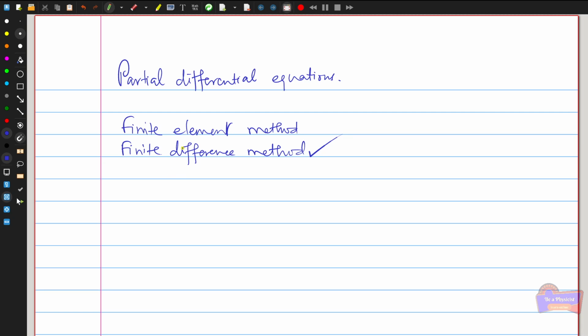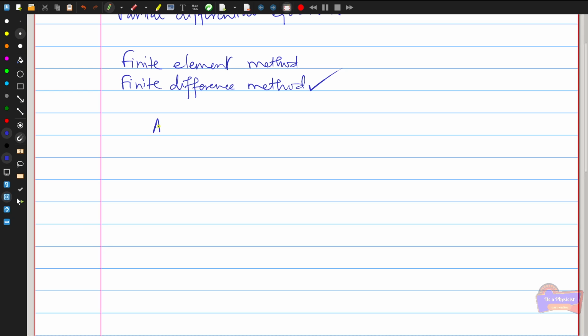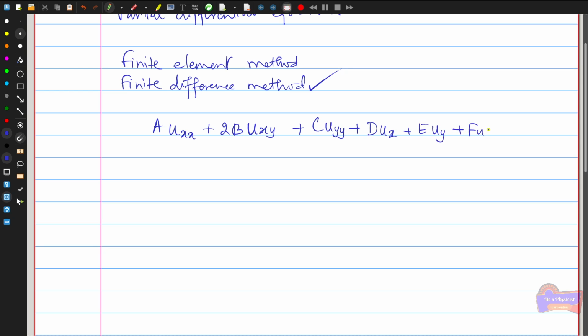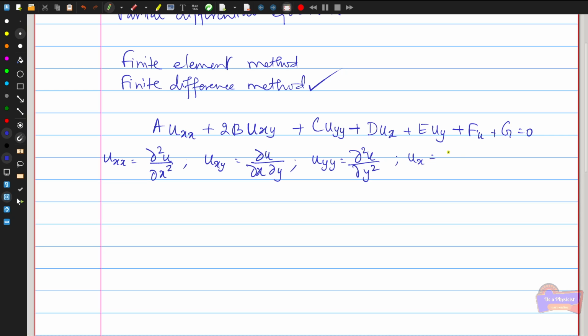To solve partial differential equations with numerical techniques, I am going to consider the second order partial differential equation, which has the general form a u_xx plus 2b u_xy plus c u_yy plus d u_x plus e u_y plus f u plus g equals 0. Here u_xx is ∂²u/∂x², u_xy is ∂²u/∂x∂y, u_yy is ∂²u/∂y², u_x is ∂u/∂x, and u_y is ∂u/∂y.